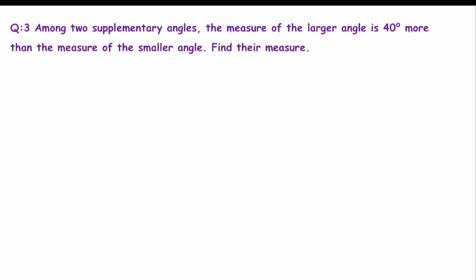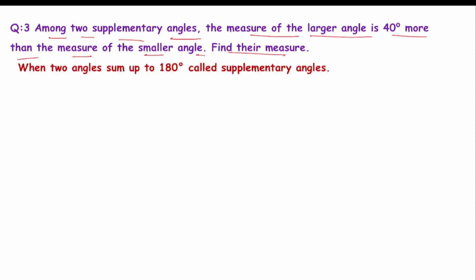So here we have our third problem. In this, it is asked: among two supplementary angles, the measure of the larger angle is 40 more than the measure of the smaller angle, find their measure. Again, when two angles sum up to 180 degrees, they are called supplementary angles. I have taken here two supplementary angles, angle A and angle B. And it is given that the measure of the larger angle is 40 more than the smaller one.